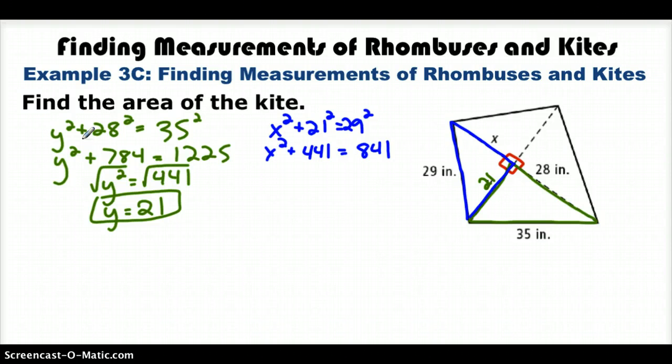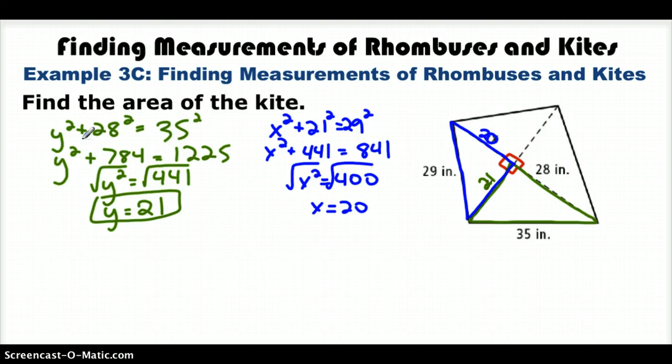So if I subtract 441 from each side, I'll get that x squared equals 400, and if I take the square root of each side, I'll find that x equals 20. Okay, so I'm going to write 20 right here.